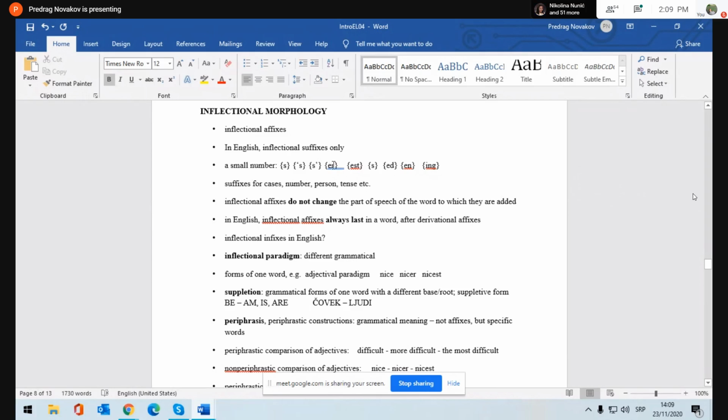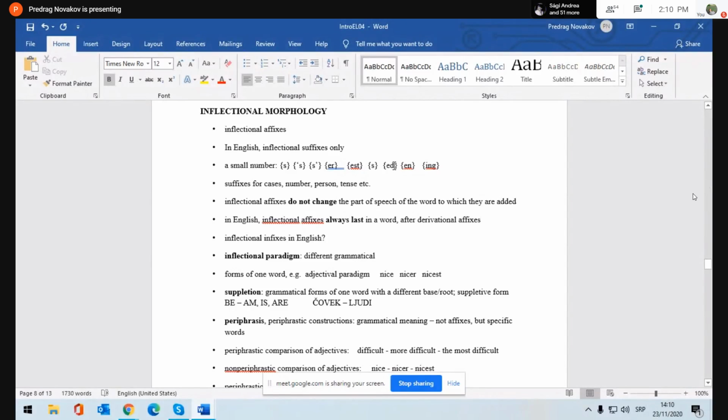ER is related to adjectives like nice, nicer, comparative degree. EST, adjectives, superlative degree, nicest. And now we have again S, so this is a different morpheme. What is the meaning of this second S? I'm sure you already know, but let me ask you anyway. It's for verbs, the third person singular. Exactly, for verbs like in sings or writes. So the first one for nouns, the second one for verbs.